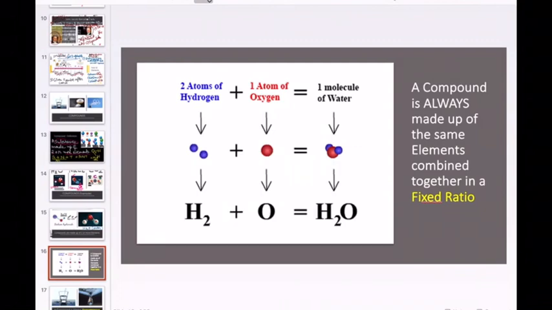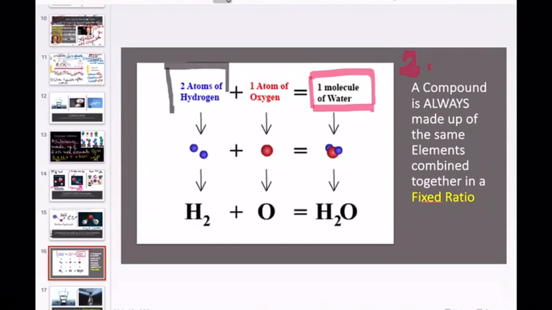All right. Next, we move on to the next property, number 2. Property number 2 says a compound is always made up of the same elements combined together in a fixed ratio. Now you see, when you produce water, to produce one molecule of water, you always use 2 atoms of hydrogen and 1 atom of oxygen.